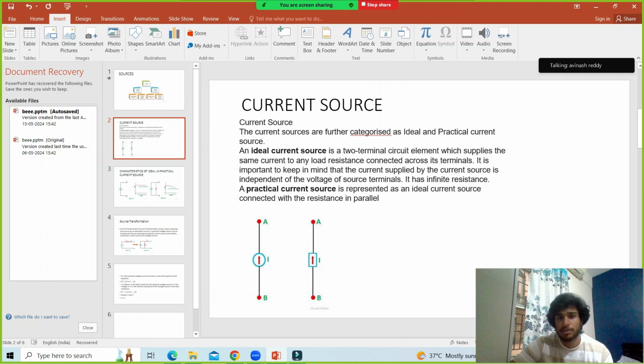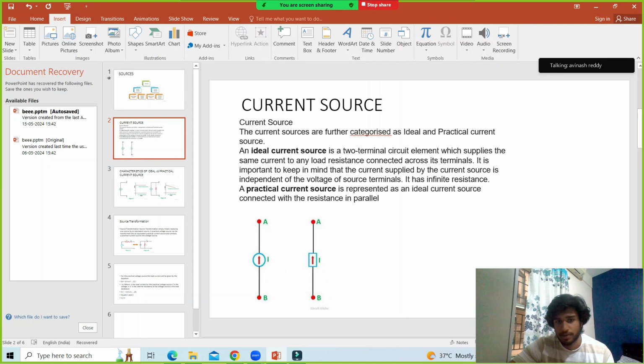as I mentioned, the current source has the function of producing current with an input as voltage. The current source is further classified into ideal and practical. This is the representation of the current source. An ideal current source is a two-terminal circuit element which supplies the same current to any load resistance connected across its terminals, and it does not depend on the voltage across the source terminals.